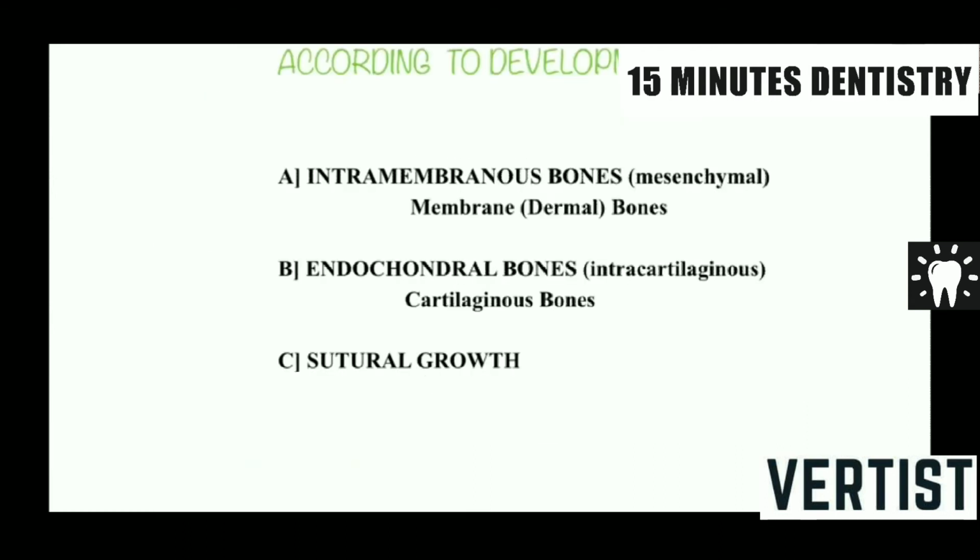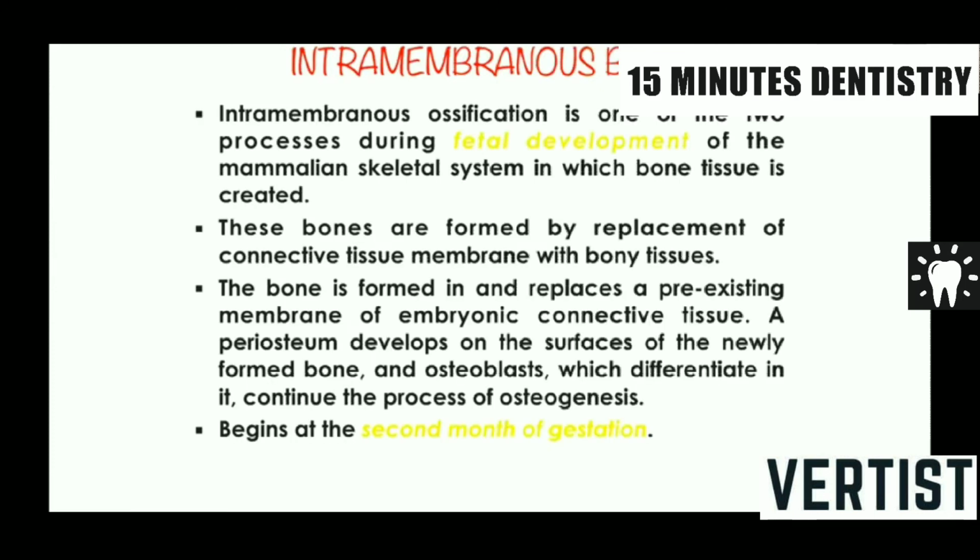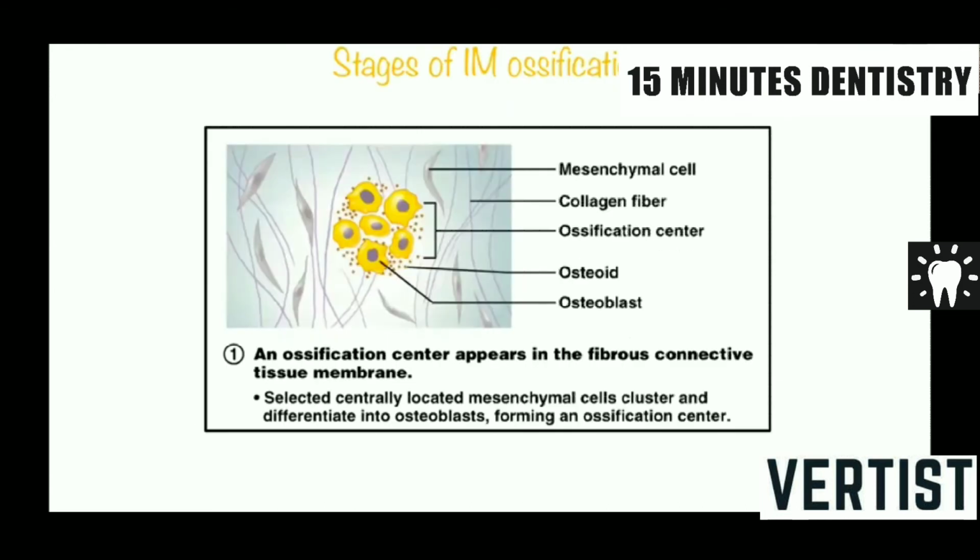And according to development, they may be classified as intramembranous bones, endochondral bones, or sutural bones. So what are intramembranous bones? You've already studied this in your general histology, but just a quick recap. Intramembranous ossification is a process during fetal development that begins at the second month of gestation.